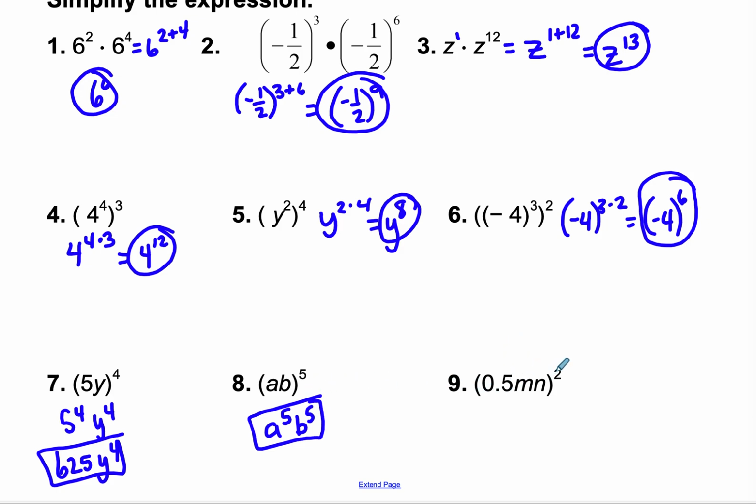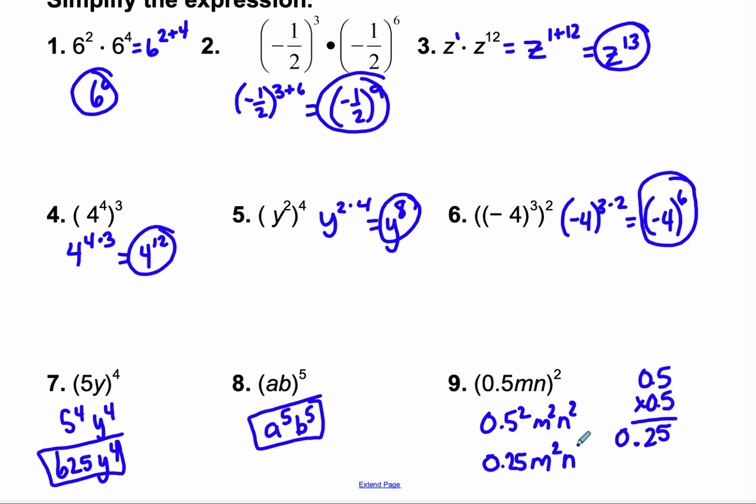Okay, 5/10 mn squared. We're going to distribute that. 5/10 squared m squared n squared. 5/10 squared. It's like 5 times 5, 25. But I have 1 2 decimals, so I need 1 2 decimals here. So I have 25 hundredths m squared n squared.